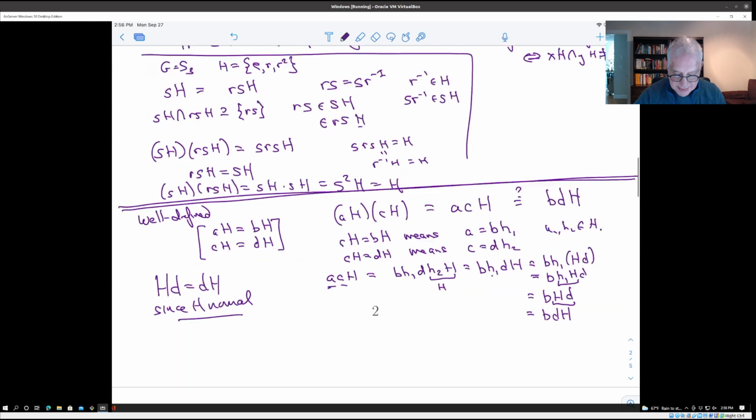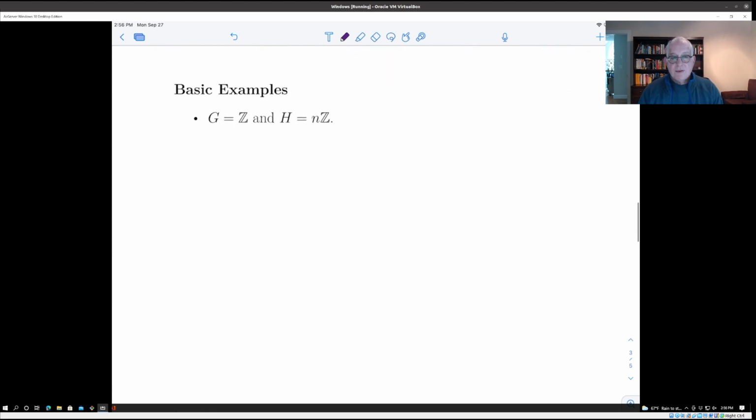Okay, let's look at some examples. Well, one example is something that we have seen many times before, going back to Math 2710, but now we have new language to talk about it.